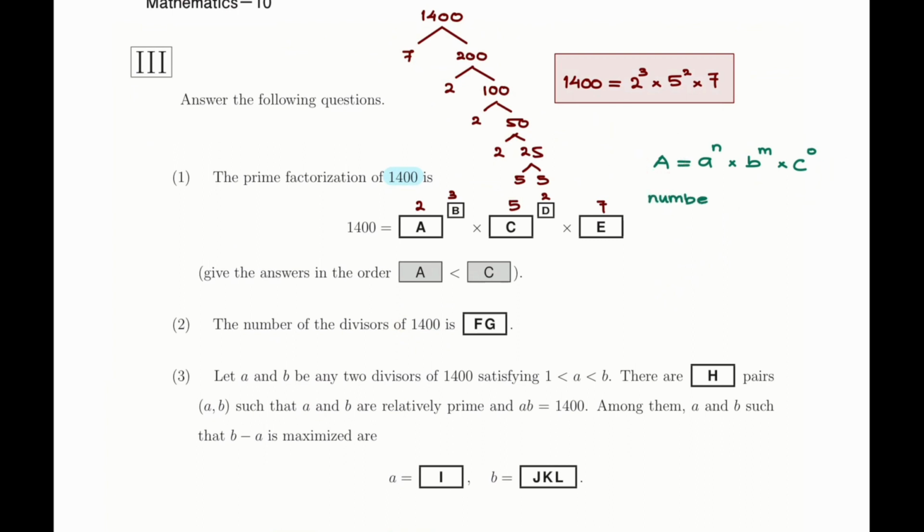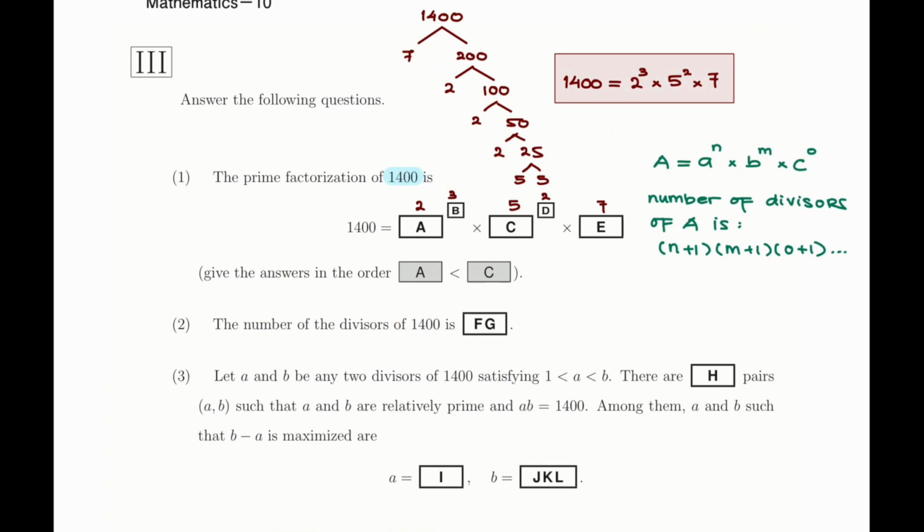then the number of divisors of A is n plus 1 times m plus 1 times O plus 1. So you just need to see the power of each prime in the factorization. n plus 1 times m plus 1 times O plus 1, and so on if you have another prime factor.